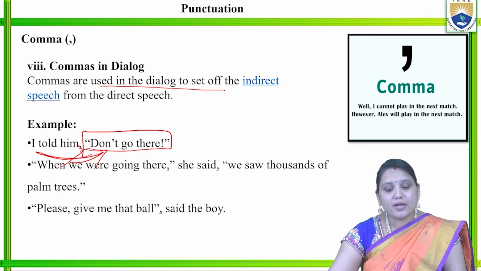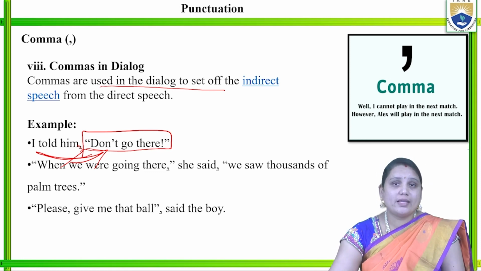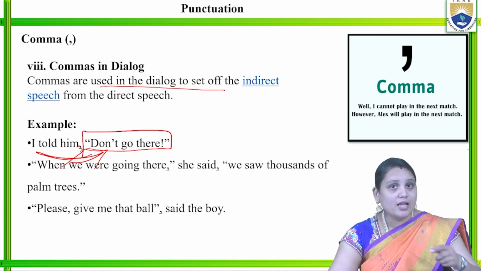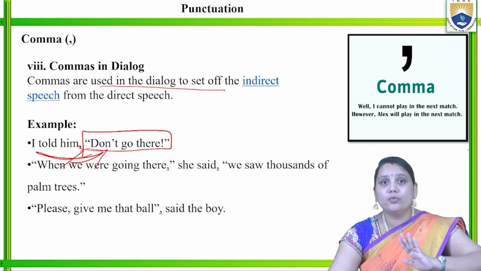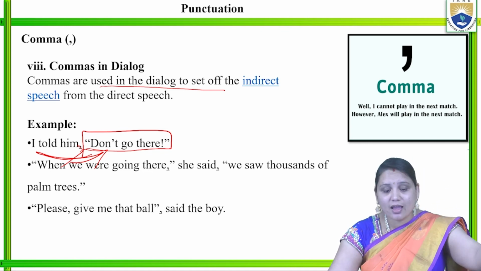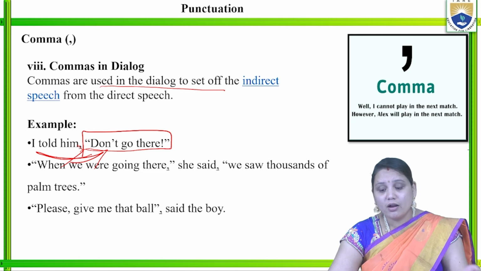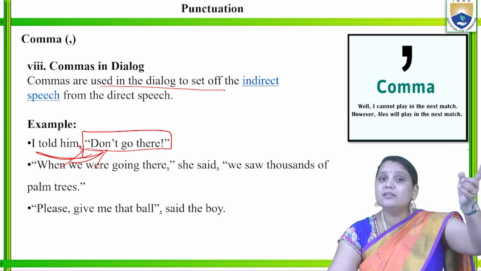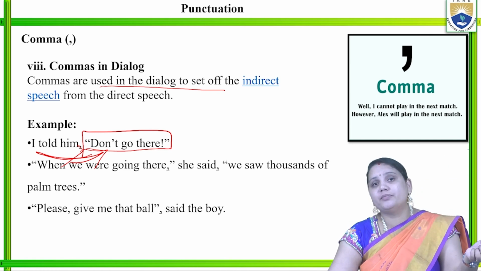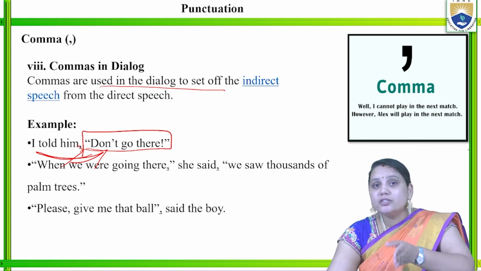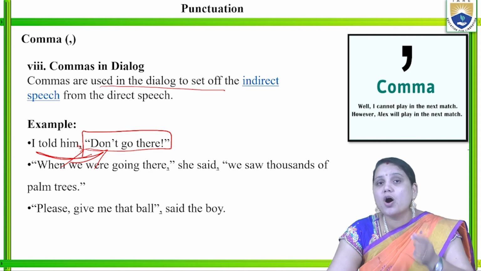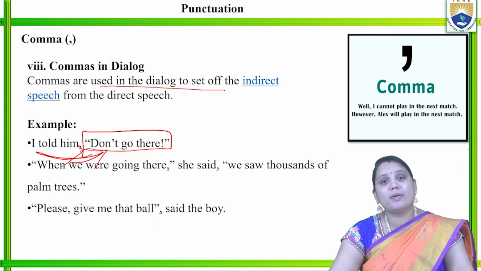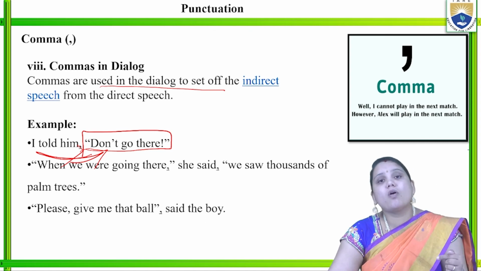a comma. For example, when we were going there, she said. When we were going there, she said. Who said? Not you. She said. What did she say? When we were going there, we saw thousands of palm trees. She said that she saw thousands of palm trees. This is a direct speech. To segregate the difference and give the pause and make it understood by the other person that it was the statement told by some other person, we are using a comma here.